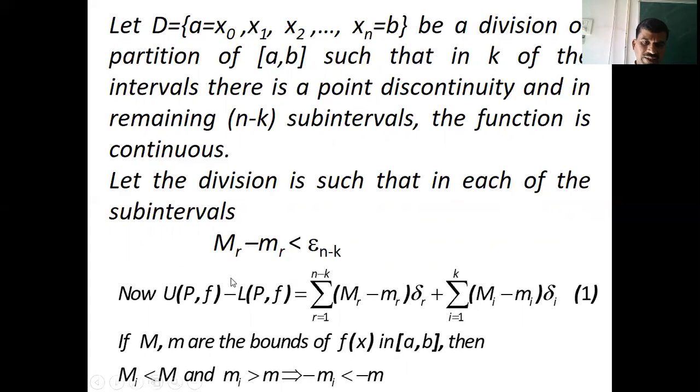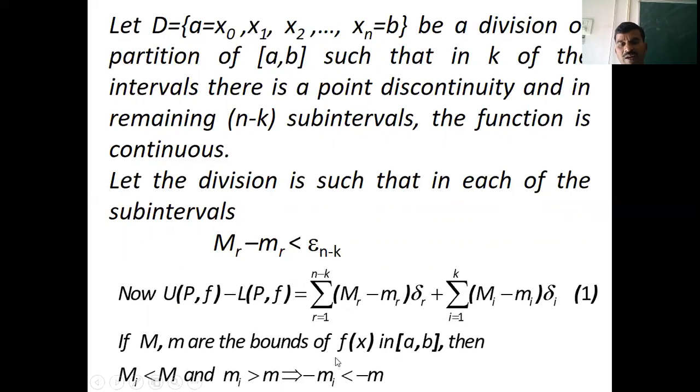So just taking U minus L, that definition we have clubbed here. So 1 to n minus k, and this is k, that is what we have there. So ultimately I want to make this as 0, and this I want to make as less than epsilon.